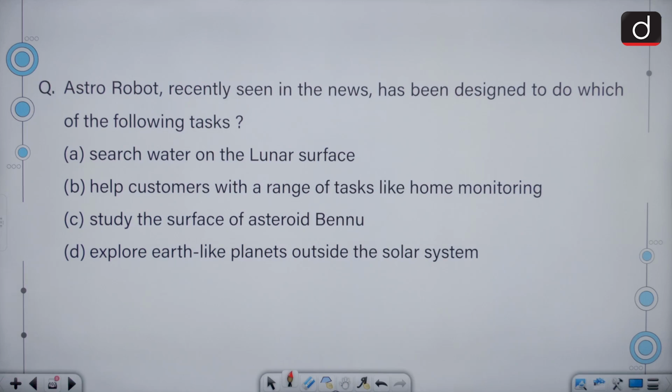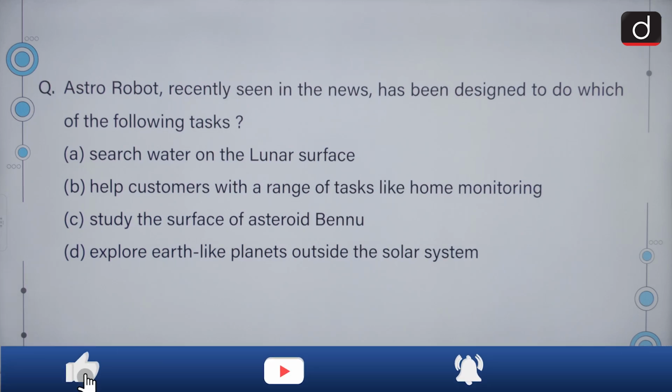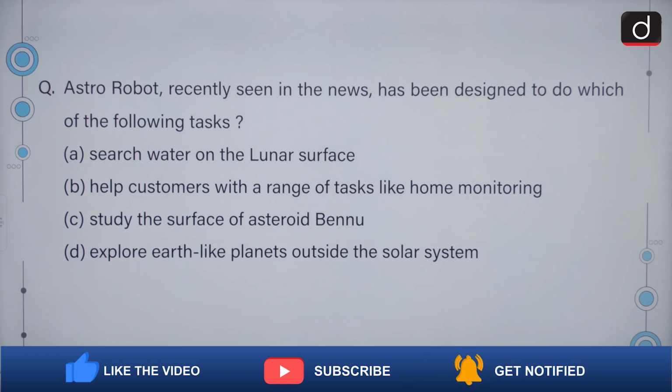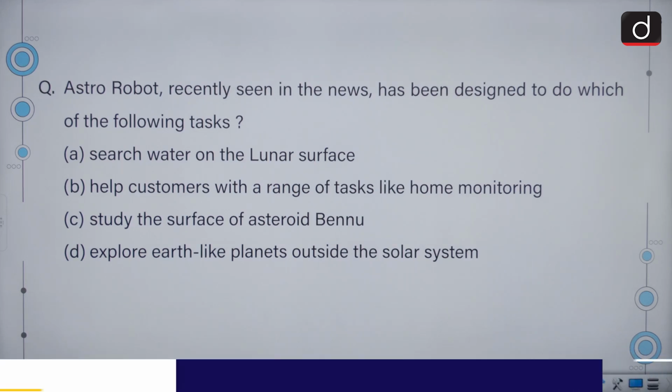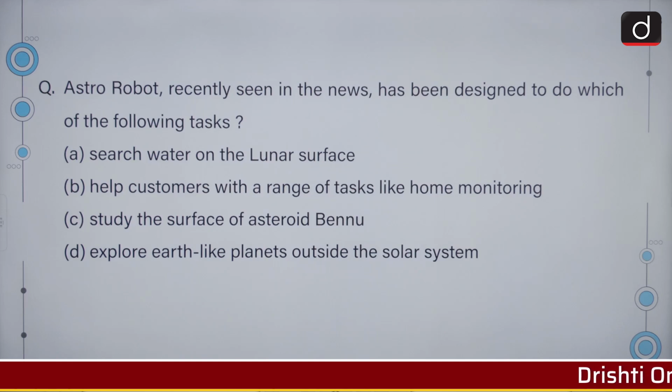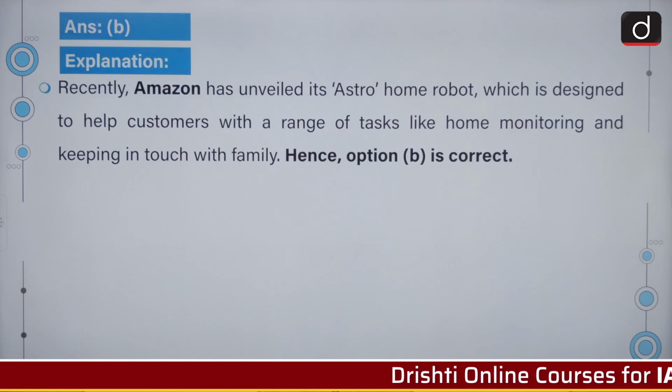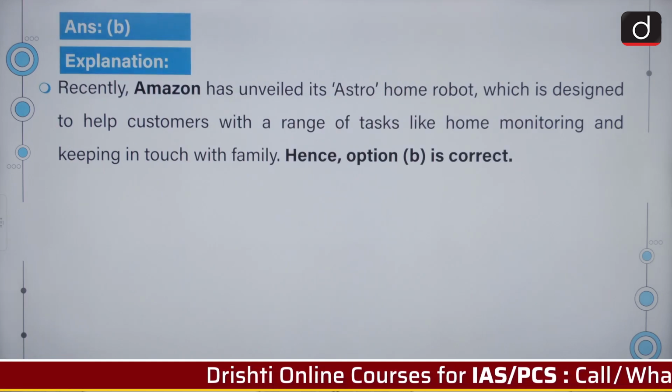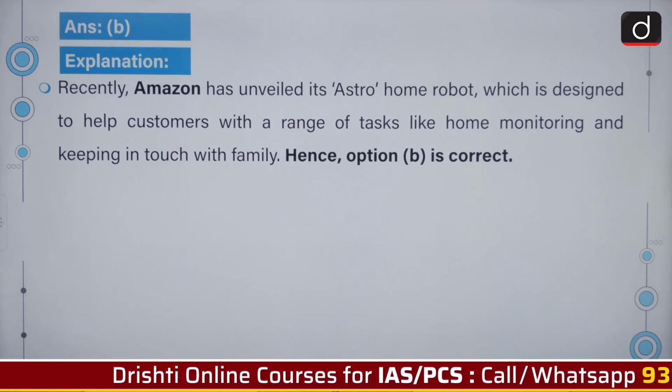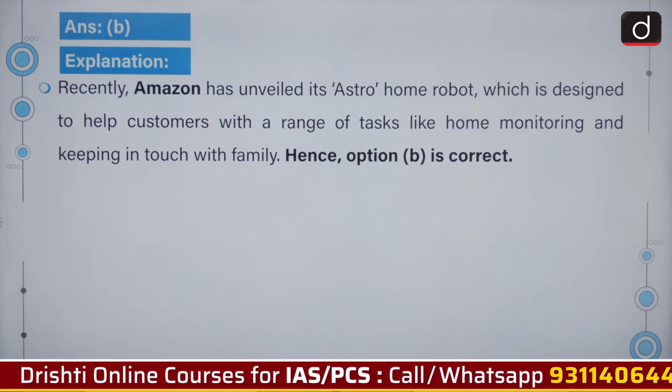Moving on, Astro Robot, recently seen in the news, has been designed to do which of the following tasks? Astro Robot has been designed to help customers with a range of tasks like home monitoring. So the correct answer is option B. Recently, Amazon has unveiled its Astro home robot, which is designed to help customers with a range of tasks like home monitoring and keeping in touch with family.